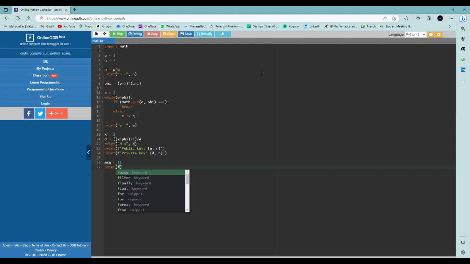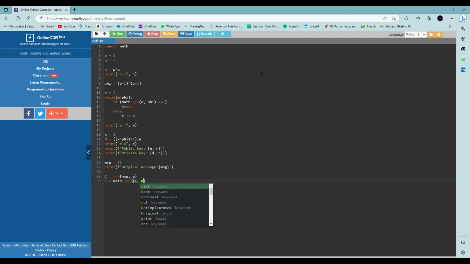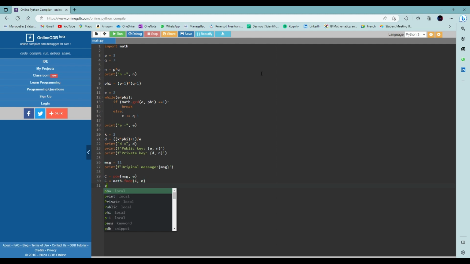Once we have computed the encryption and decryption exponents e and d, we print out the public and private keys as tuples of the form (e, n) and (d, n), respectively. The plain text message that we want to encrypt is assigned to the variable msg, short form of message, which is set to 11 in this example.